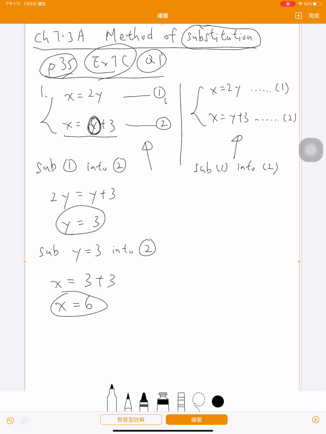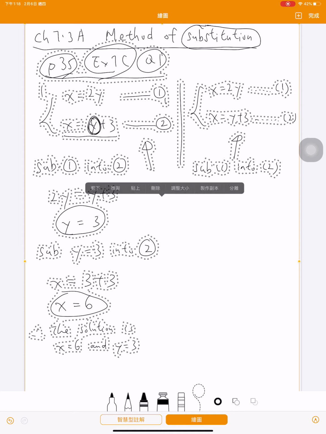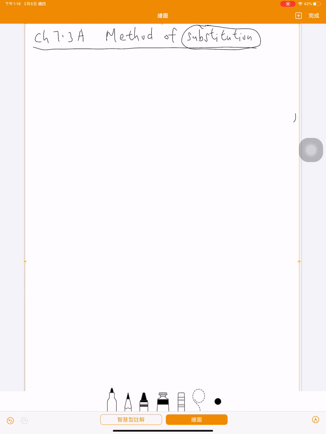So we know that the answer is this one and this one. So copy the answer. The solution is x is equal to 6 and y is equal to 3, and then we are finished. Okay, and this is just one of the examples. I'm going to show you one more example in this video, and I will show you more examples in other videos later, because I want to make the video not too long, right?